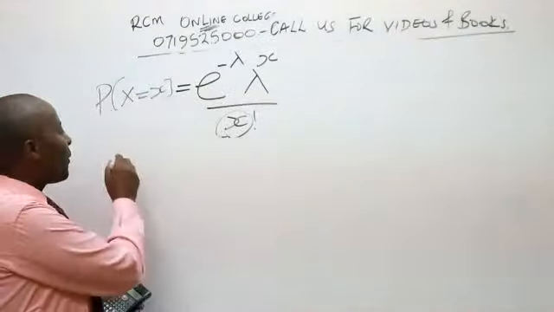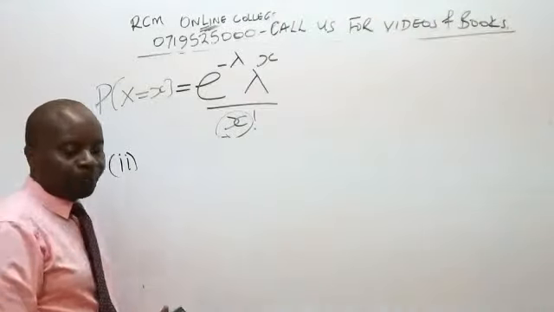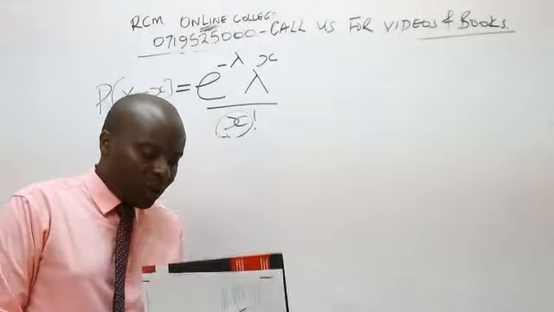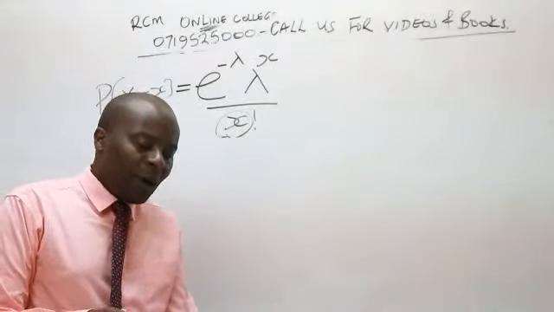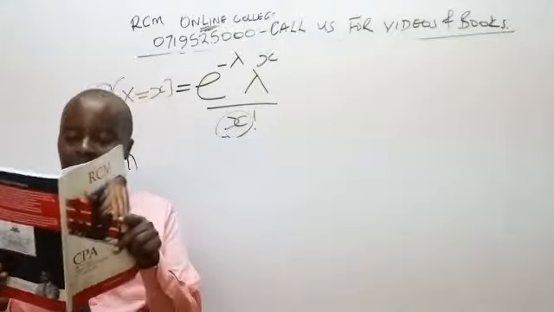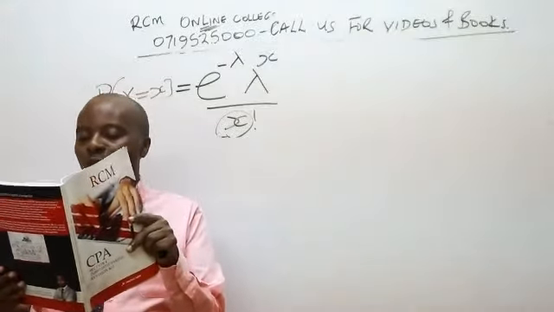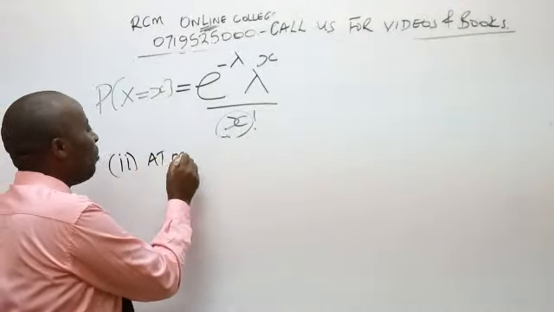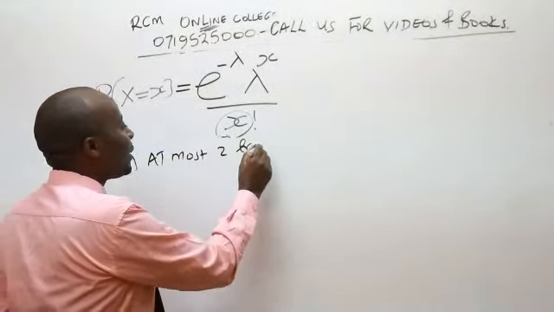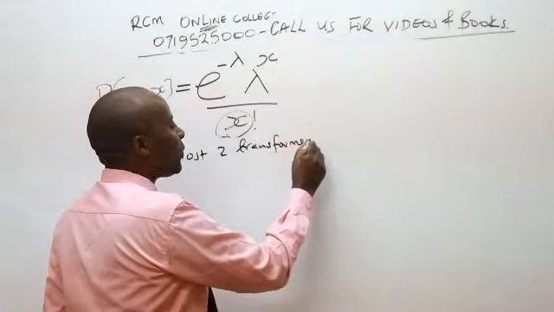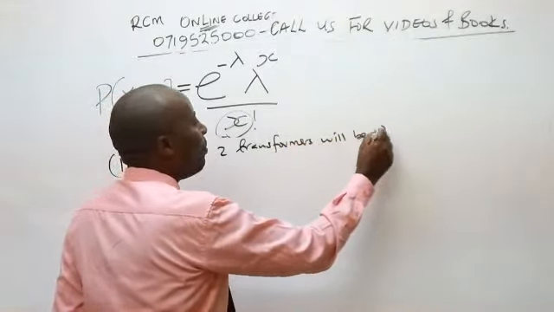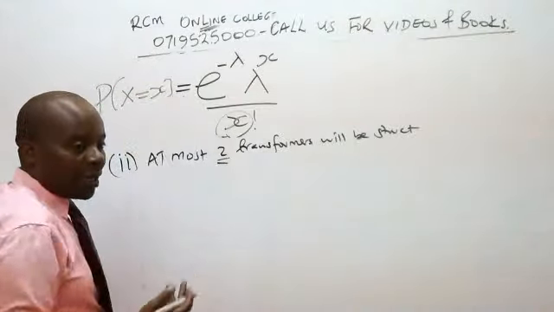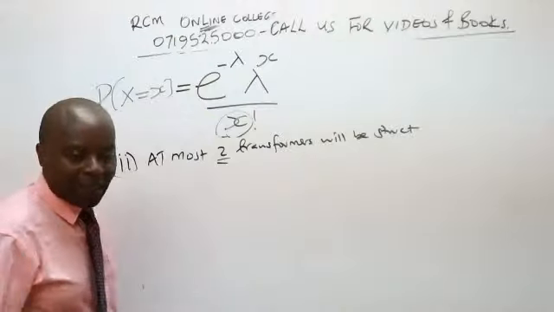So ladies and gentlemen, let's look at number 2. In number 2, they want us to give them the probability that at most 2 transformers will be struck, meaning that the 2 that they have mentioned here is the highest figure. So it is 2 or less at most.